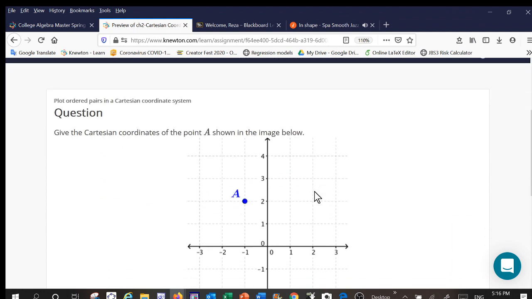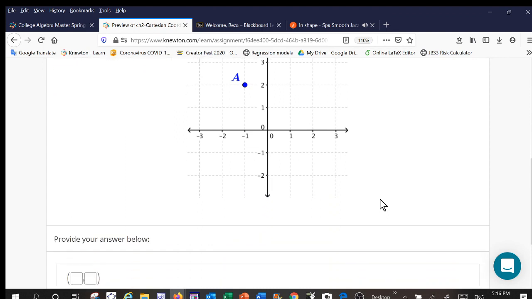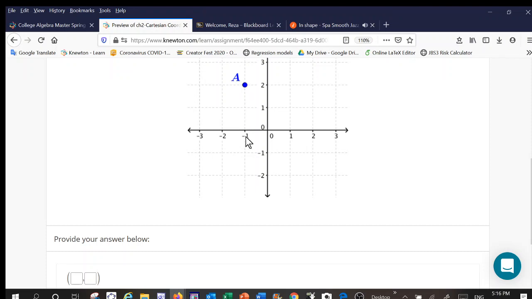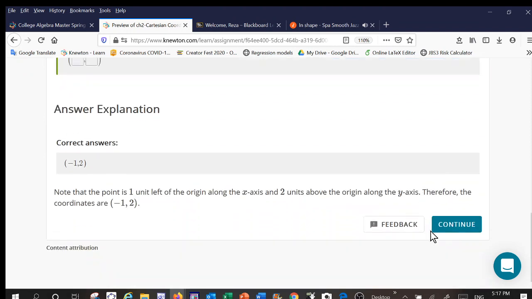Give the Cartesian coordinates of the point A shown in the image. Well, you know how to do that, right? First you have to put negative 1 and then 2. So negative 1 and 2.